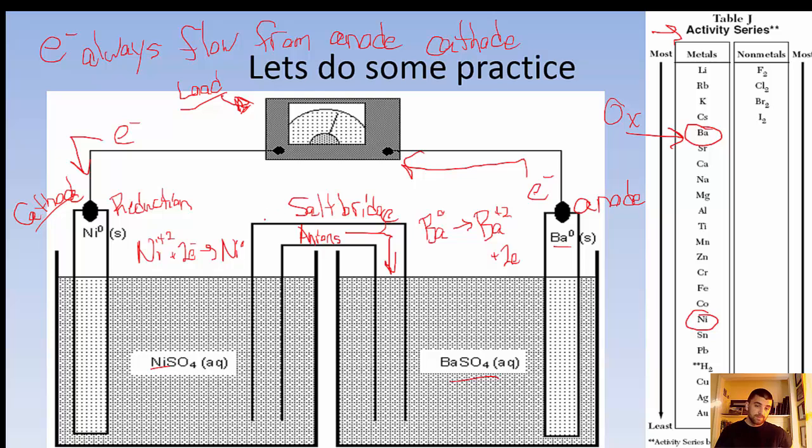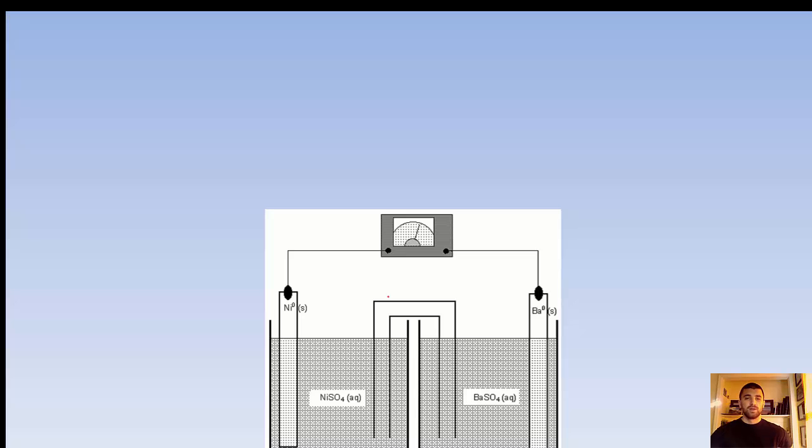The cations are doing the opposite. I'm running out of room over here, but the cations are going to flow to the cathode. So that's basically what you need to be able to do. You start at the anode, which is the more active of the metals. So barium's more active. Start there. Electrons go through the wire and through the load on fire. They enter the cathode and reduce the cations, and the anions flow through the salt bridge back to where? The anode. All right, cool.